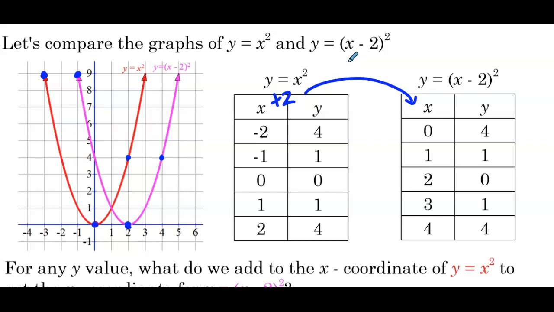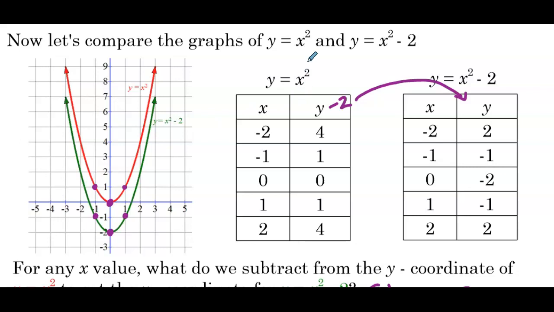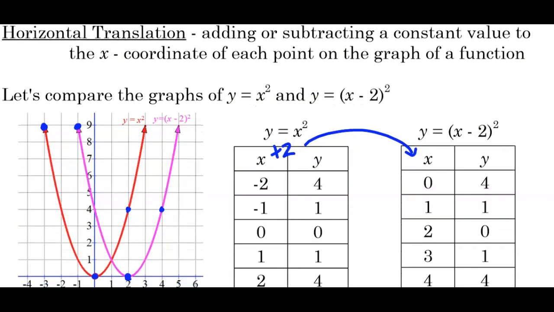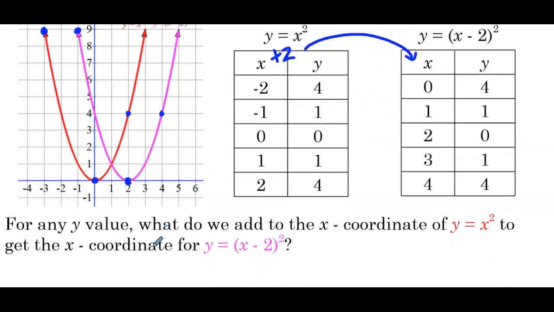Now, if you go back to the vertical, it was plus 2 and minus 2, and that seemed to match up well. But remember, that was on the other side of the equation. We were changing y values. To go back here, we were changing y values, but the minus 2 wasn't with the y in the equation. Okay, so that's something we'll talk about when we're done here. So for any y value, what do we add to the x-coordinate of the parent function to get the x-coordinate for the translated function? So we're going to add 2.